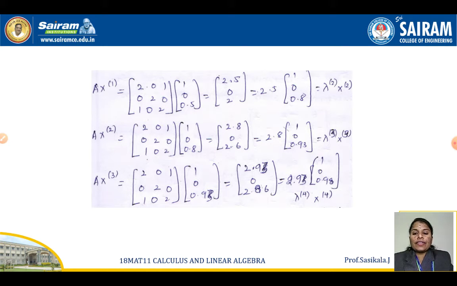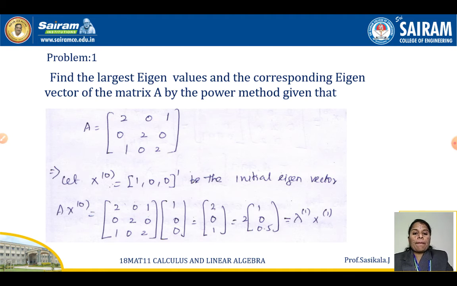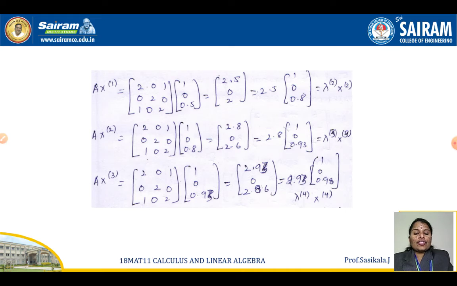A into x of 1 is equal to, write your A matrix and x of 1 matrix and multiply. I can get an answer as 2.5, 0, 2. So take out the 2.5 because that is the largest one. So I'll get 1, 0, 0.8, which is nothing but lambda of 2 into x of 2, the largest eigenvector. Now you can compare first and second. There is a 0.5 difference in your eigenvalue.